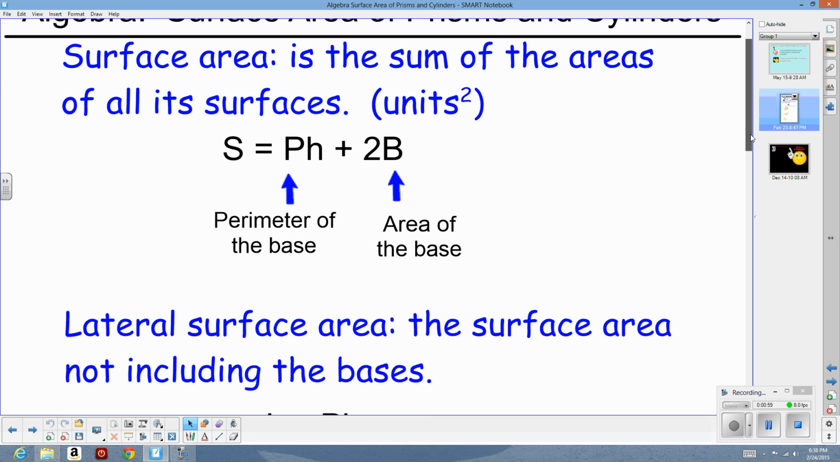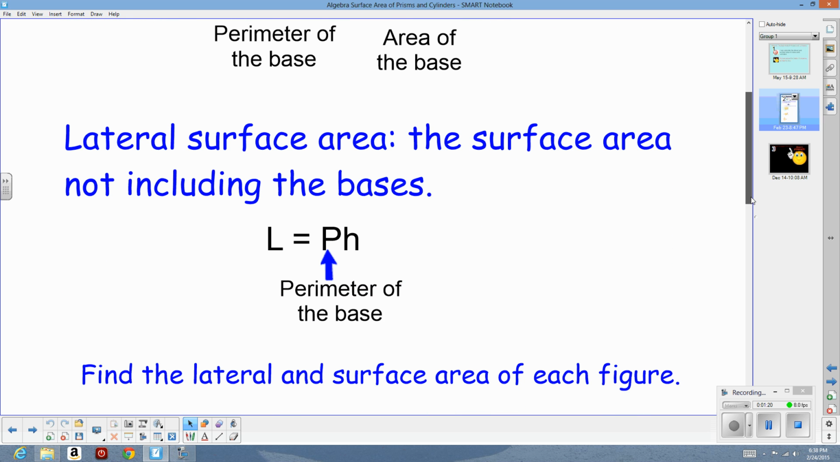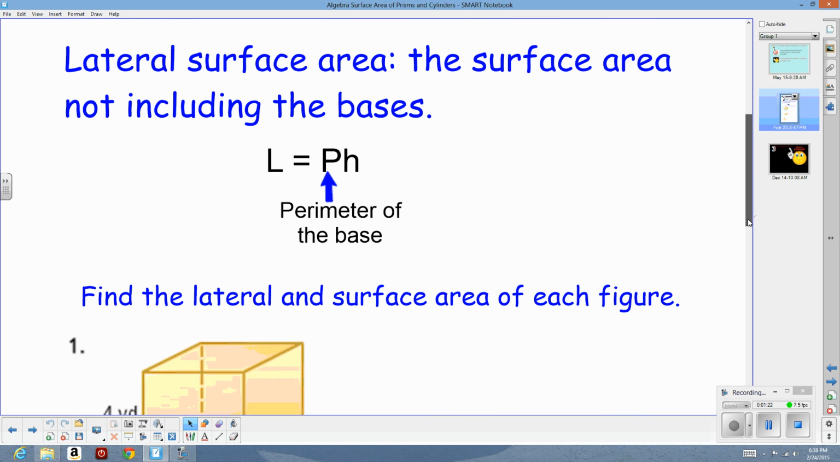The lateral surface area is the surface area not including the bases. So if you get rid of this part of the formula and just do the perimeter of the base times the height, that will be the lateral surface area. It's the big rectangle that will wrap around the two bases to make the prism. So once again, the formula for lateral area is just that first part of the surface area formula.